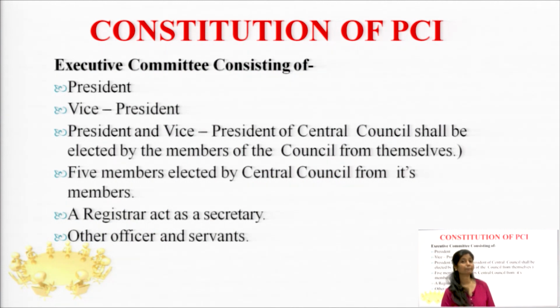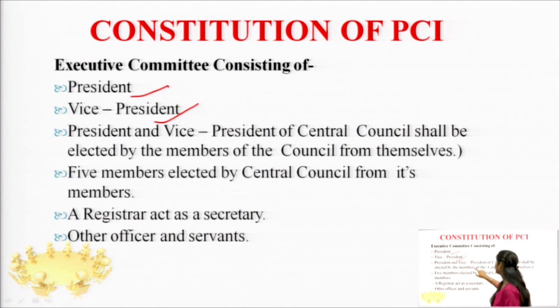Executive committee की अगर बात करें तो executive committee में हमारे पास आते हैं president and vice president of central council. President and Vice President of Central Council shall be elected by the members of the council from themselves.